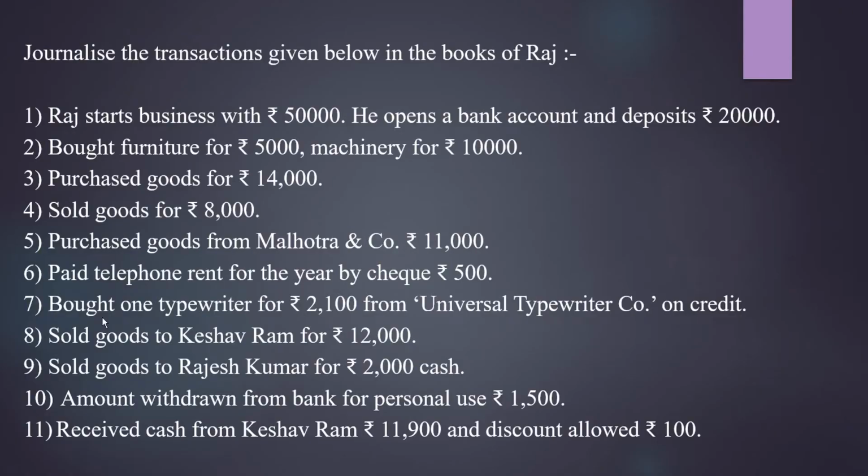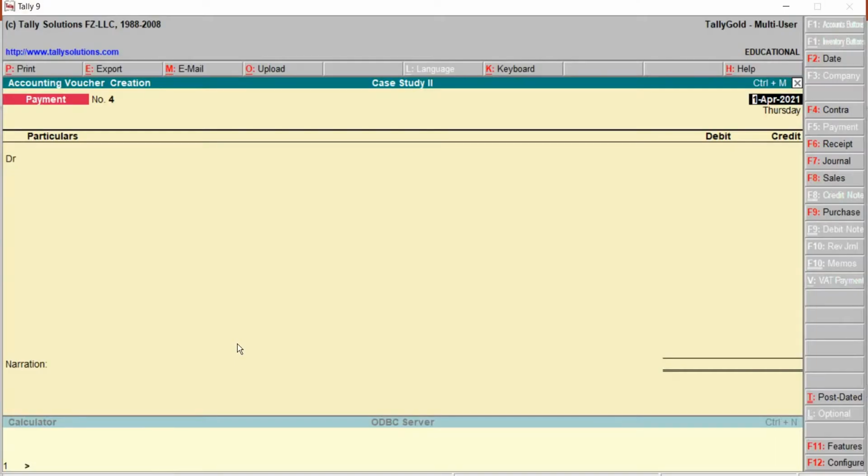The next transaction, bought one typewriter for rupees 2,100 from Universal Typewriter Company on credit basis. This is purchase of fixed asset on credit basis. This has to be recorded only in journal voucher. Okay, let's see this particular recording. Select for journal voucher.